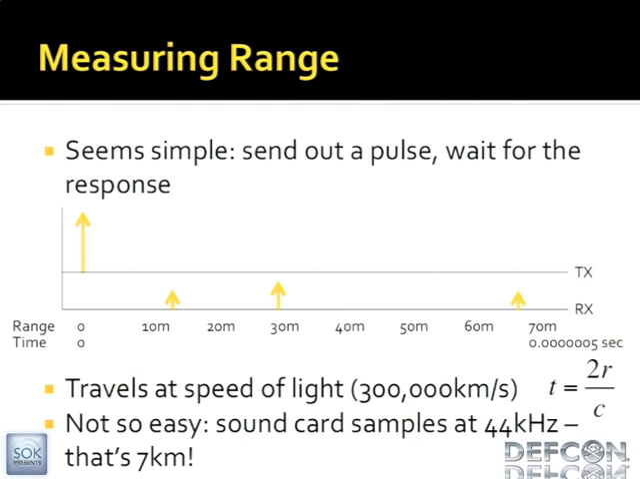So if you're using a sound card, for instance, which is what the original version of this thing actually used to sample, that 44 kilohertz sample rate corresponds to a 7-kilometer distance in space, in range. So that's probably not going to work for most systems.